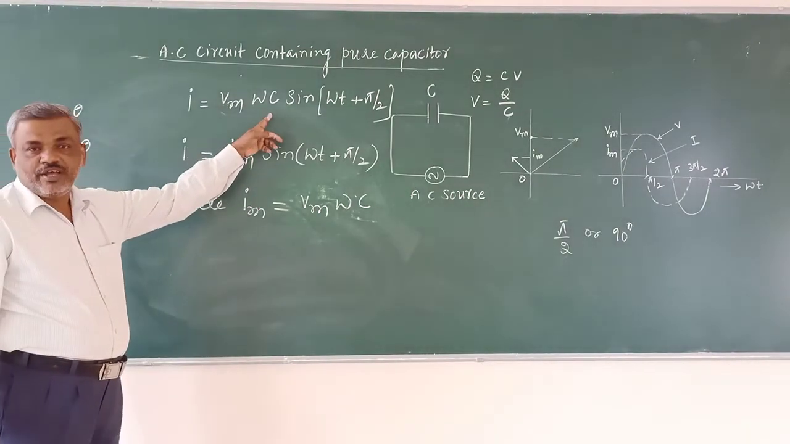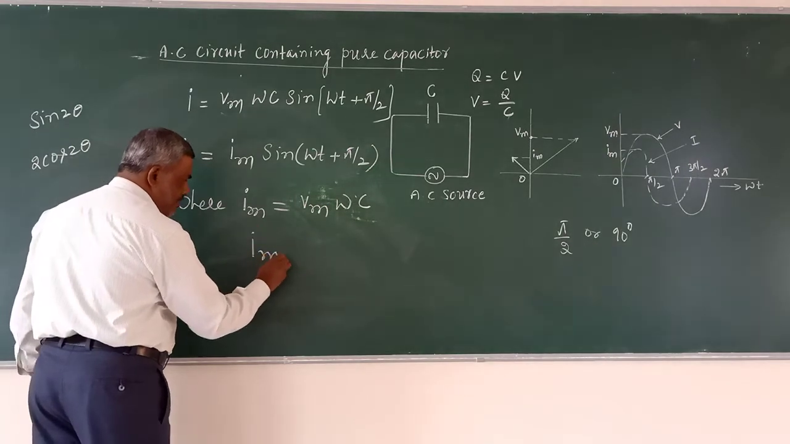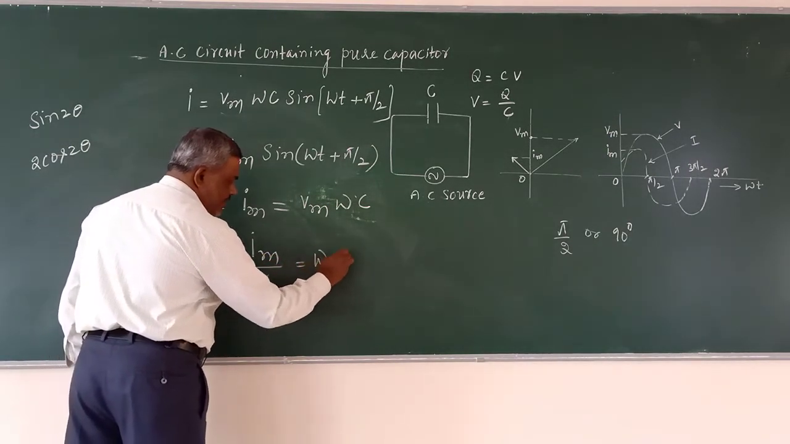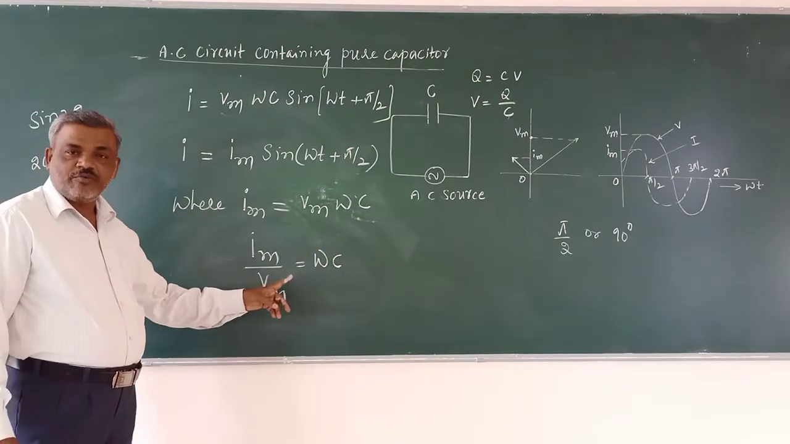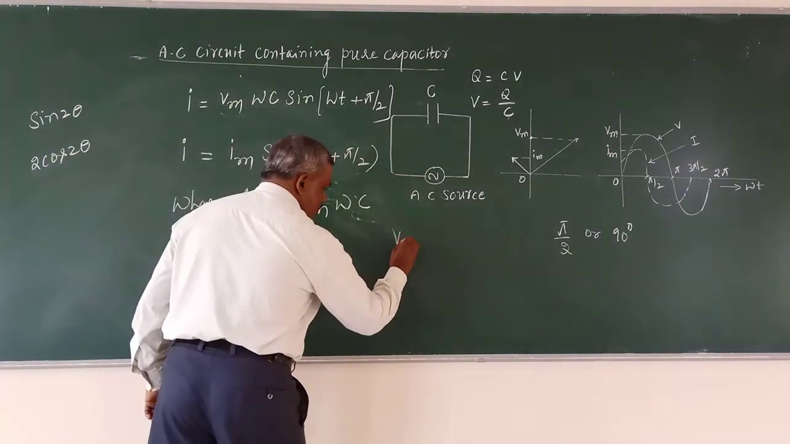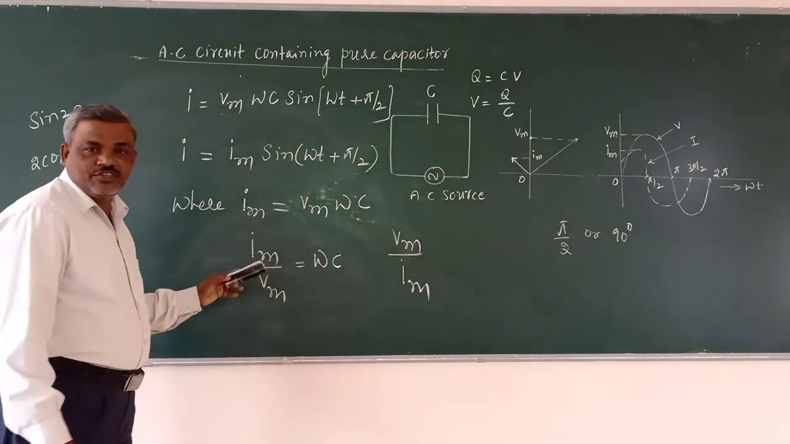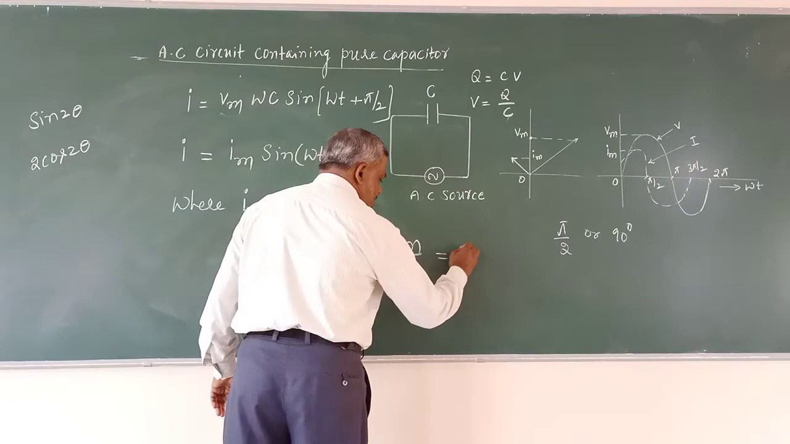Now this equation is written as Im by Vm equals omega C. So Im by Vm equal to omega C. Now Vm by Im, interchanging numerator and denominator, Vm by Im equal to 1 by omega C.